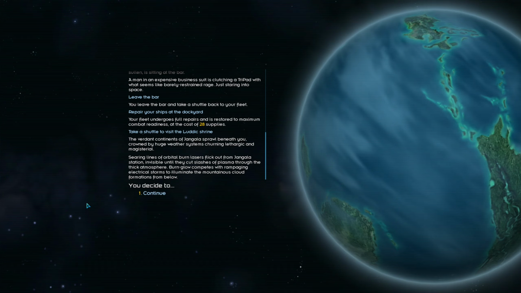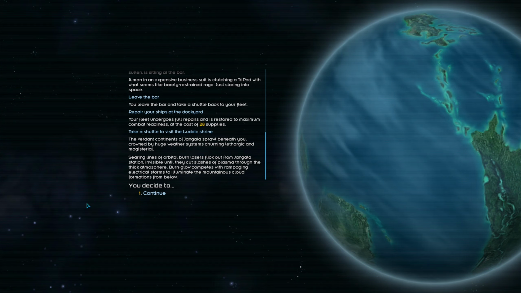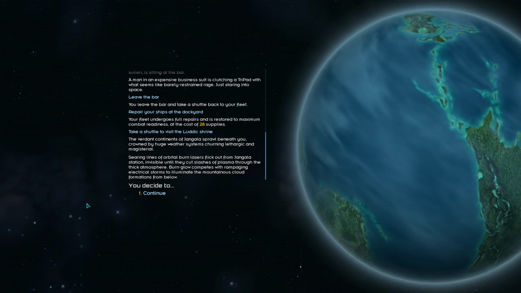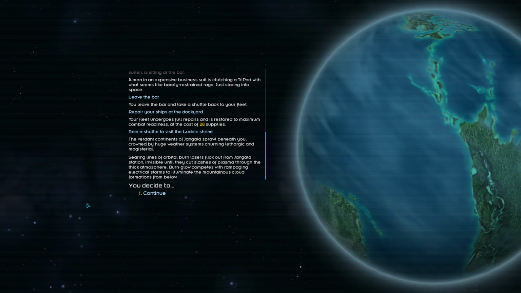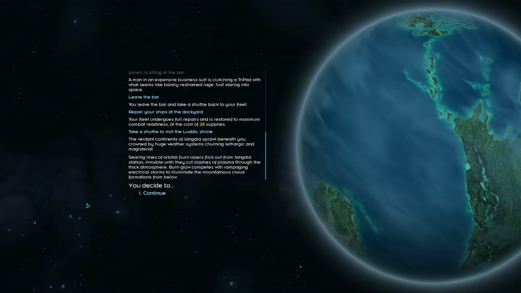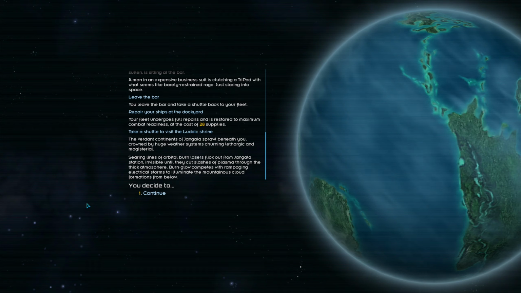The verdant continents of Jangala sprawl beneath you, crowned by huge weather systems churning lethargic and magisterial. Searing lines of orbital burn lasers flick out from Jangala Station, invisible until they cut slashes of plasma through the thick atmosphere. Burn glow competes with rampaging electrical storms to illuminate the mountainous cloud formations from below.